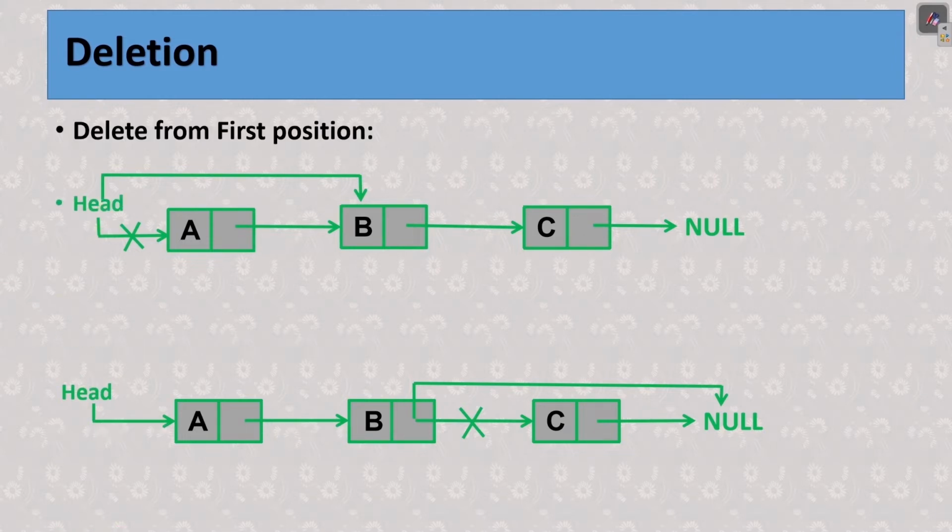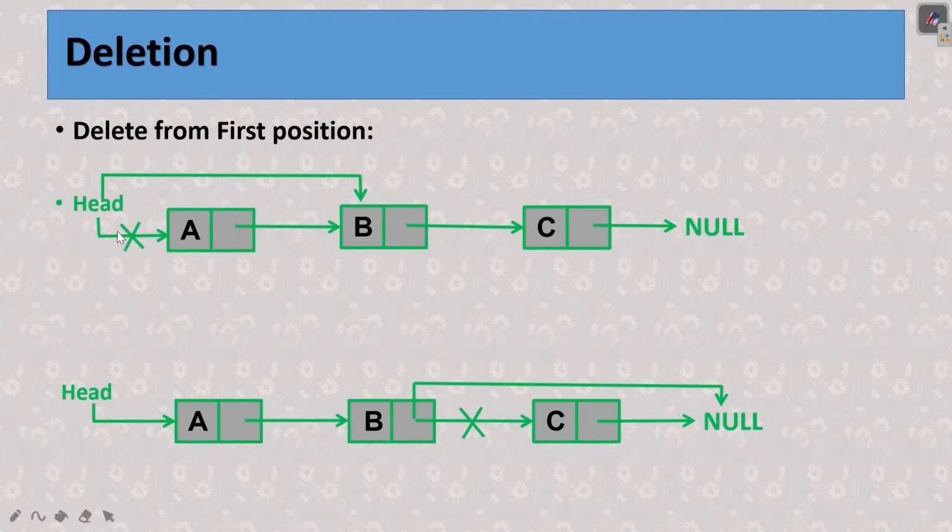So suppose we have a single linked list of three nodes, node A, node B, node C. We want to delete the node from the first position, so we want to delete node A. Okay, how can I delete node A? For that, we have to change the direction of head, right? Because head is now pointing to the first node A. So if we delete node A, then the first node will be node B, right? Then head should be pointing to node B, right?